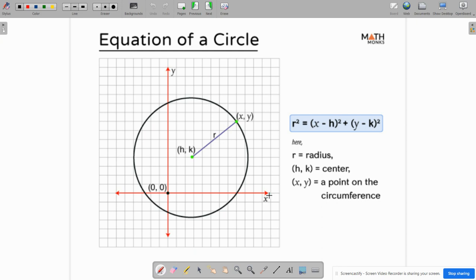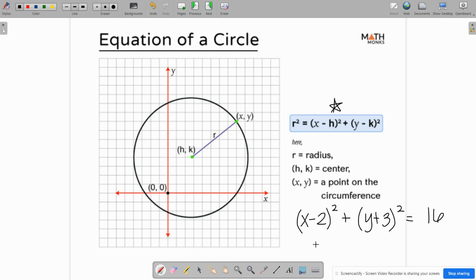If you have a circle somewhere on the coordinate plane where the center of the circle has the coordinates (h, k), and the radius of the circle is r, and the point (x, y) could be any point somewhere on the circle, then you can get this equation: (x - h)^2 + (y - k)^2 = r^2. For instance, you could have something like (x - 2)^2 + (y + 3)^2 = 16.